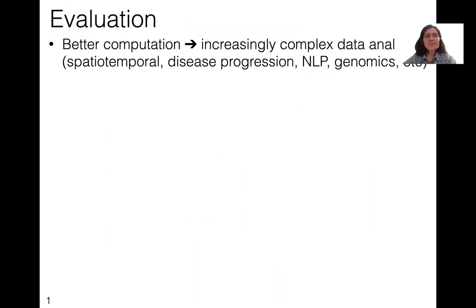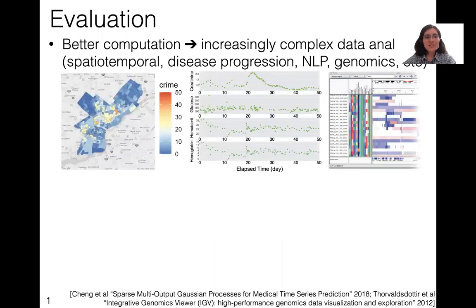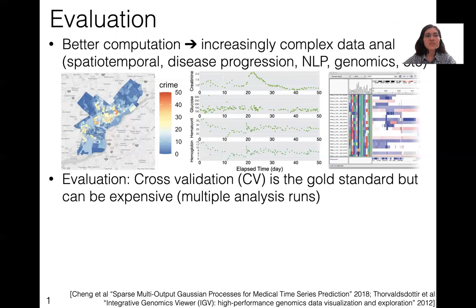Okay, so the story of some years now in machine learning is that better computation allows us to run increasingly complex data analyses. Again, we can have these non-trivial dependency structures, time series models, spatiotemporal models, models in natural language processing and vision, models in genomics, and so on. In all of these cases, we really want to make sure our methods work, so we need to be careful in evaluating them. Cross-validation is the gold standard for evaluation in machine learning.